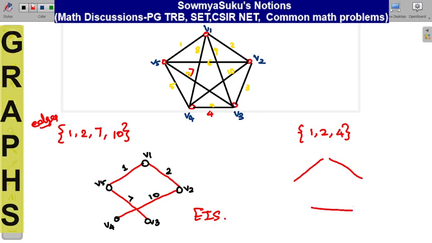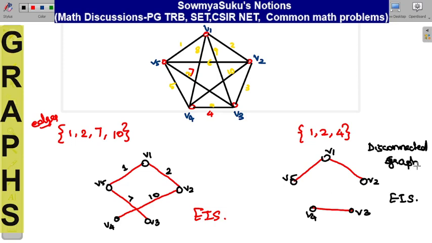Let's see the vertices: 1 which is connecting here as V1, then V5, and here V2, and here it is V4 and V3. This is also an edge-induced subgraph, but one thing, this is a disconnected graph because it is not connected between these two, right? So it is said to be a disconnected graph, or else we can say that this is an edge-induced subgraph.